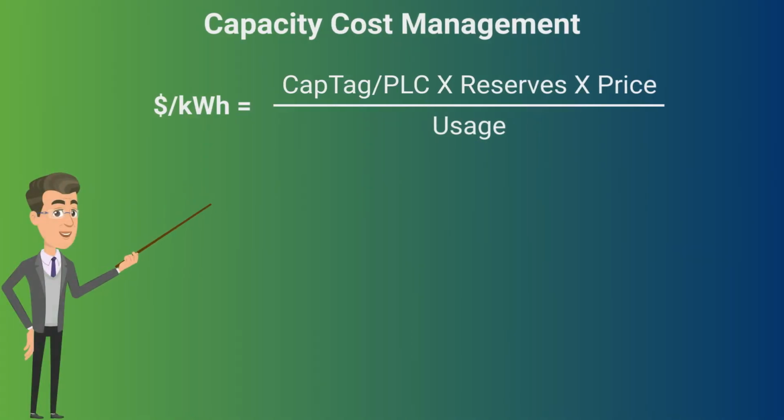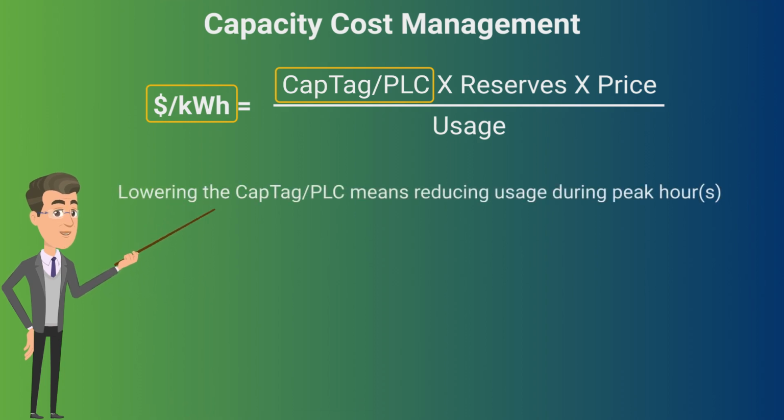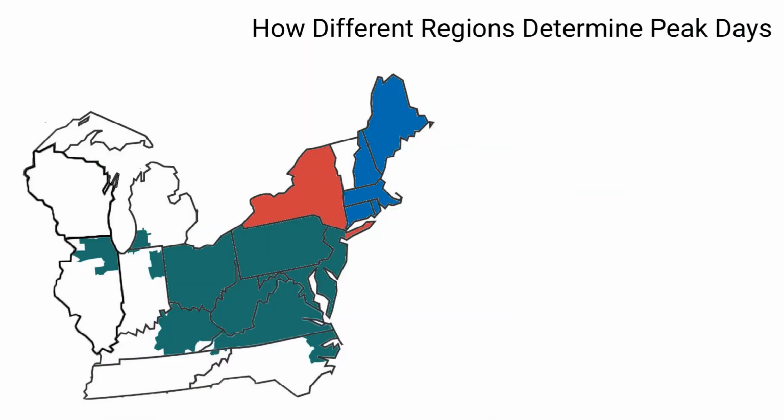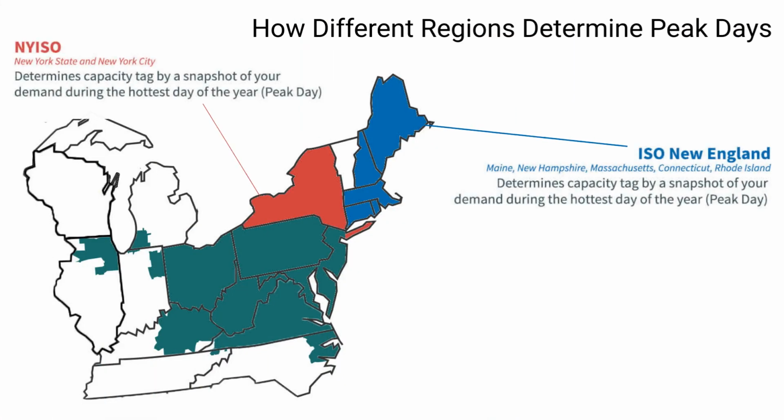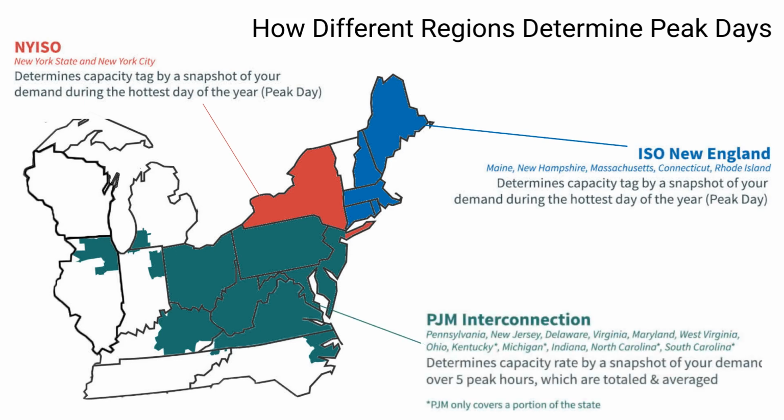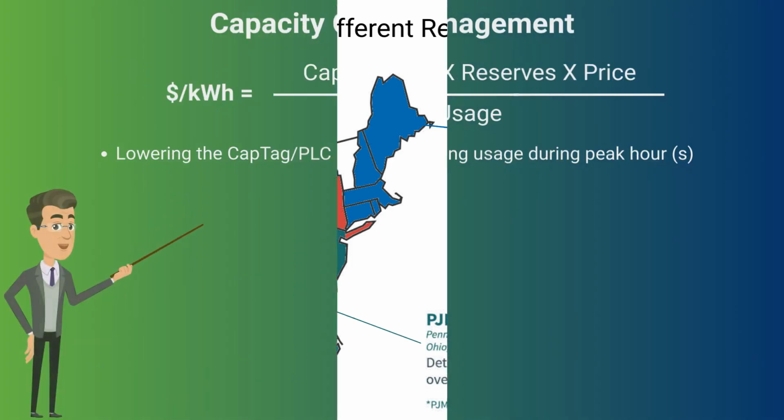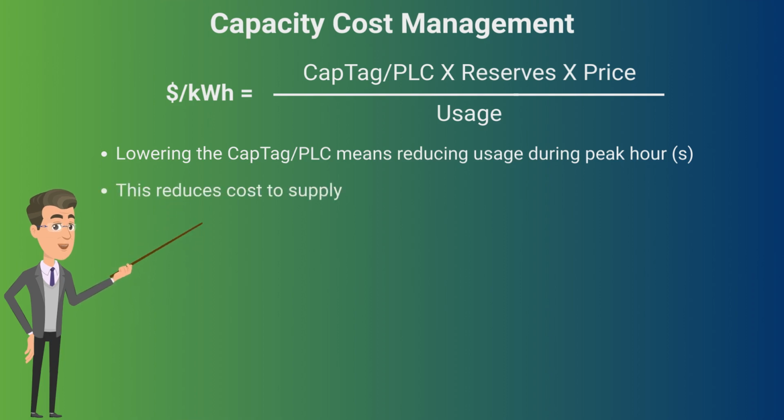So going back to that equation, we can see that if we lower the capacity tag or the PLC, we're going to lower our dollar per kilowatt hour quotes. And lowering the PLC or the cap tag means you're reducing usage during the peak hours. In New England and New York, you've got to get 1 hour right when those two regions hit their maximum load. In Pennsylvania, Ohio, Maryland, New Jersey, other regions in the PJM area, you need to do it 5 times potentially. That doesn't mean you can't do it once or twice, you still get some benefit, but that's one big difference between how the two markets work. This will then in turn reduce your cost to supply you.